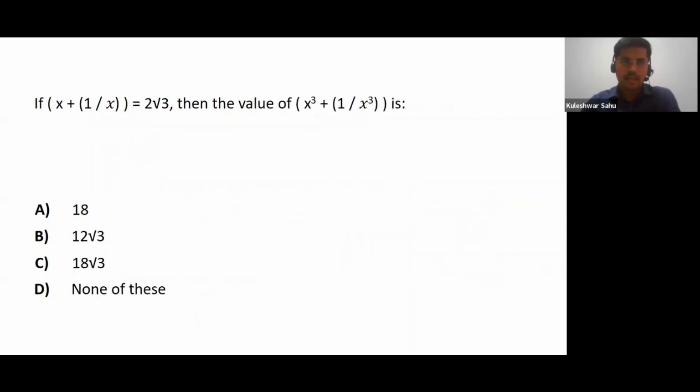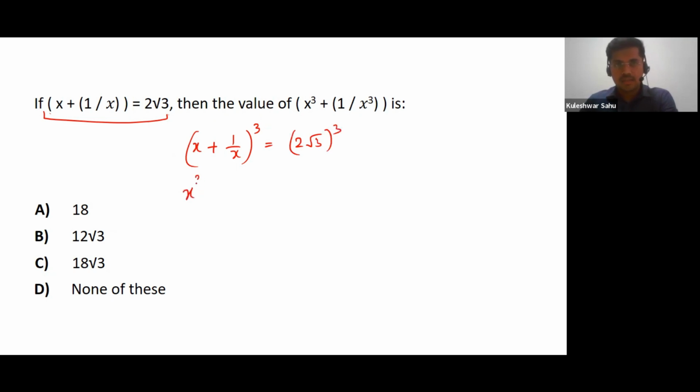If x plus 1 by x is equal to 2 root over 3, then the value of x cube plus 1 by x cube is. Now in this particular case, we can easily get x cube and 1 by x cube if we cube the given equation. So let's try to cube it. x plus 1 by x whole cube is equal to 2 root over 3 cube.